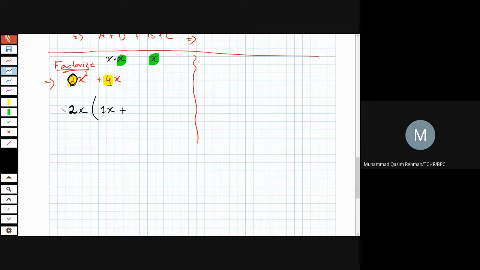inside plus. Now again, 2 times what is this 4? 2 times 2 is 4. 1x is out as common, so nothing left inside. So 1x plus 2. So 2x is basically x plus 2. Another quick example.